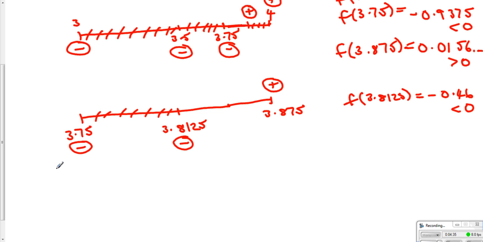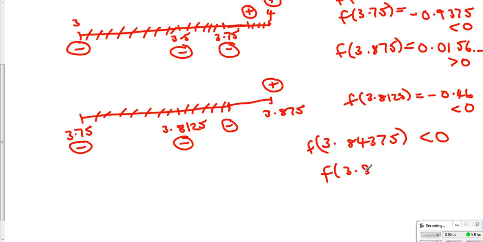And you could keep going and going and going like this. I did about another 3 or 4 iterations. They would never ask you to do that many in an exam. My next one was 3.84375, and that worked out when I substituted it in to give us a negative value. So that would be the middle of this one, negative value. And then I worked out the midpoint of this one, and that was 3.859375, and that worked out to be negative.